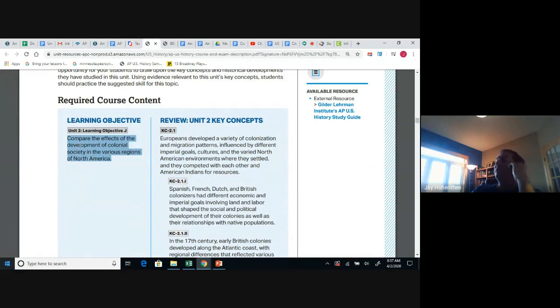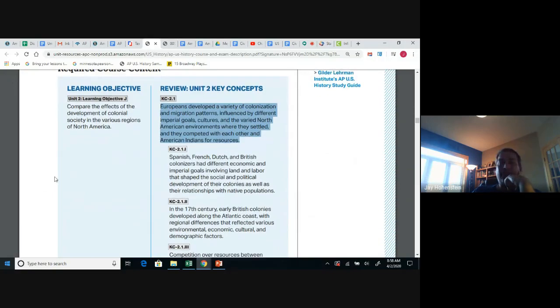But you look at this, this is totally written like an essay question on the AP test would be. Compare the effects of the development of colonial society in the various regions of North America. They want you to be able to write this. And if you look at this, this is a fantastic thesis statement where they're talking about Europeans developed a variety of colonization and migration patterns influenced by different imperial goals, cultures, and the varied North American environments where they settled, and they competed with each other and the American Indians for resources.